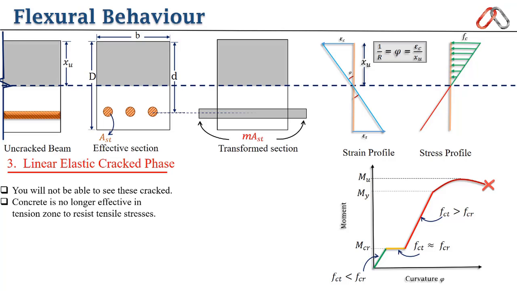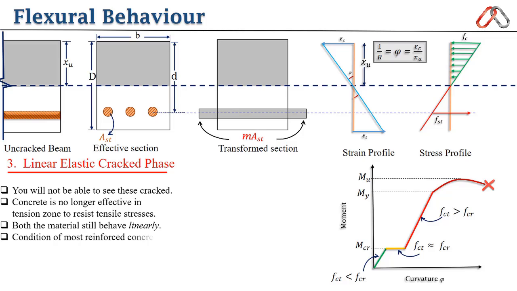All the tensile stresses are taken by steel. Here steel has a very large tensile stress compared to that of concrete. The important point here is that both the materials still behave linearly. Most of the structure comes under this condition. The analytical approach for this phase is simply finding the neutral axis like in previous phases.